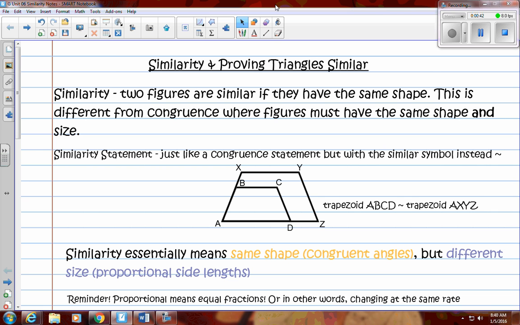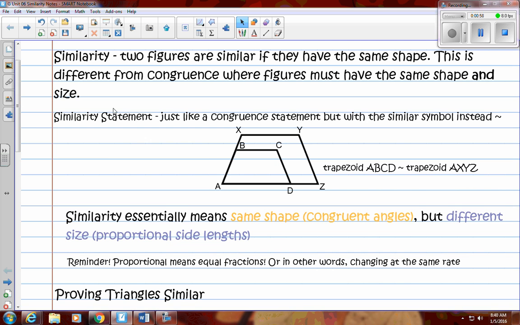So examples of similar figures in the real world would be like a globe and the earth, photo enlargements, things like that. Anything where you're getting bigger proportionally or smaller. So a similarity statement is just like a congruence statement, except we're going to use the similar symbol instead of the congruent symbol. And this little squiggle without the equal sign underneath is the similarity symbol.